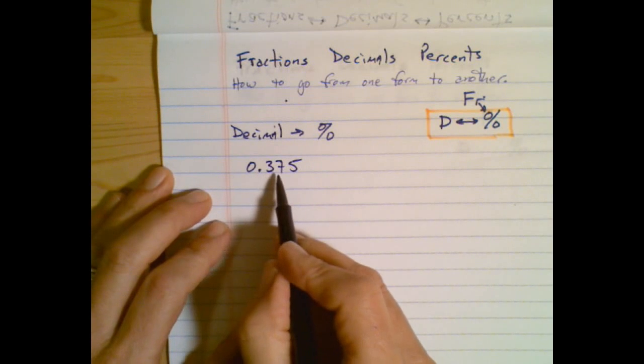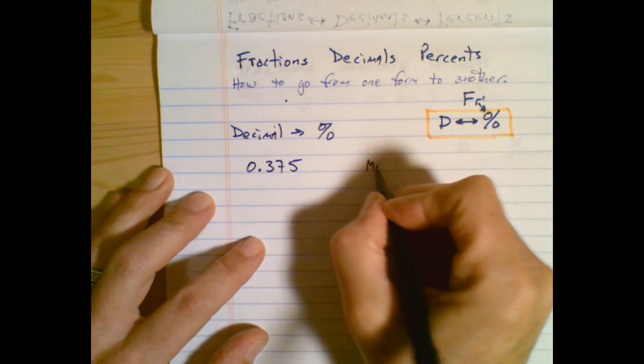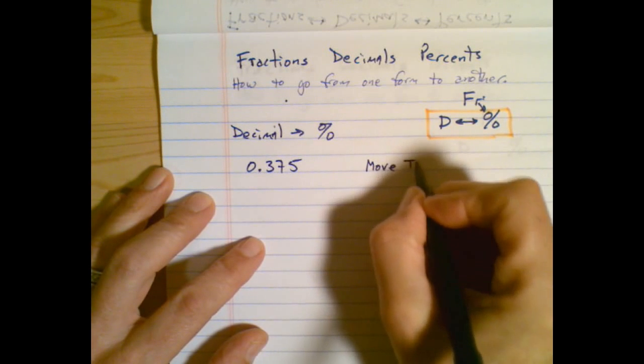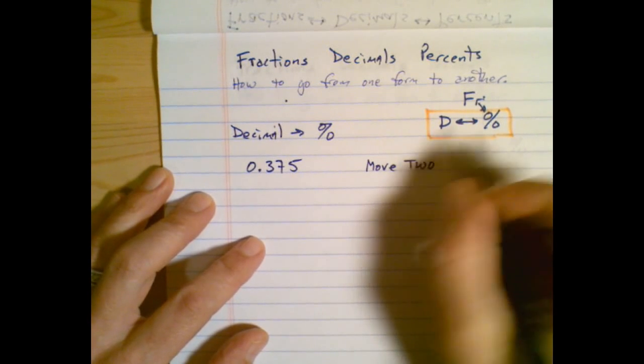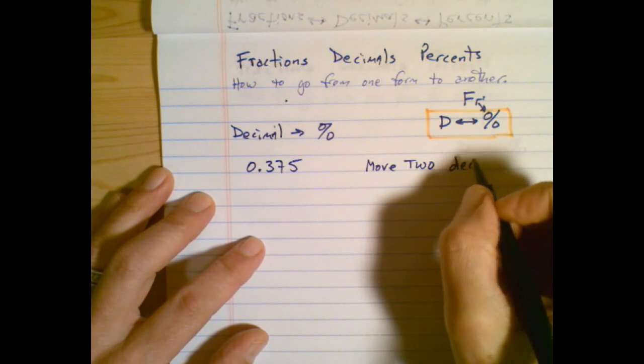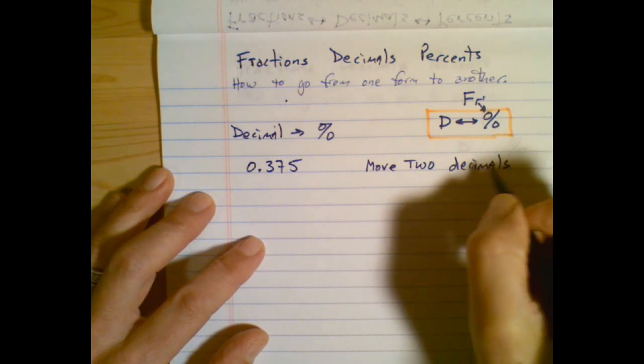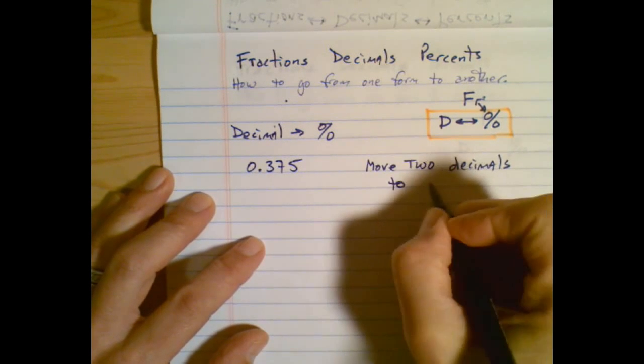0 and 375,000. Well, it's simple. Move 2 places. I move the decimal. I should say move the decimal 2 places. So I'm going to keep going. Move 2 places to the right.